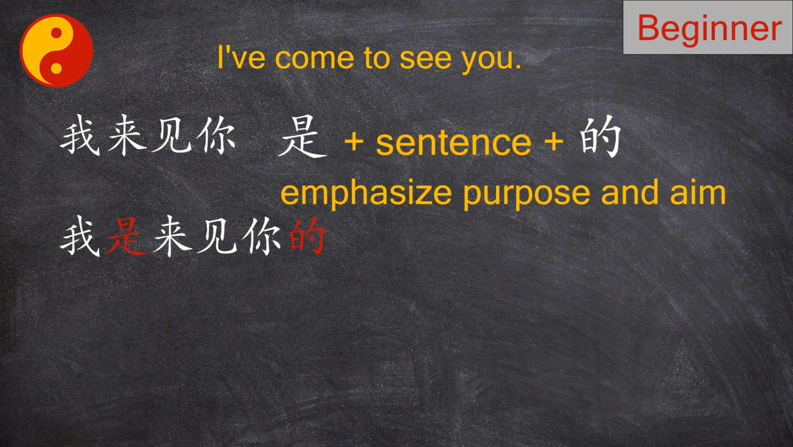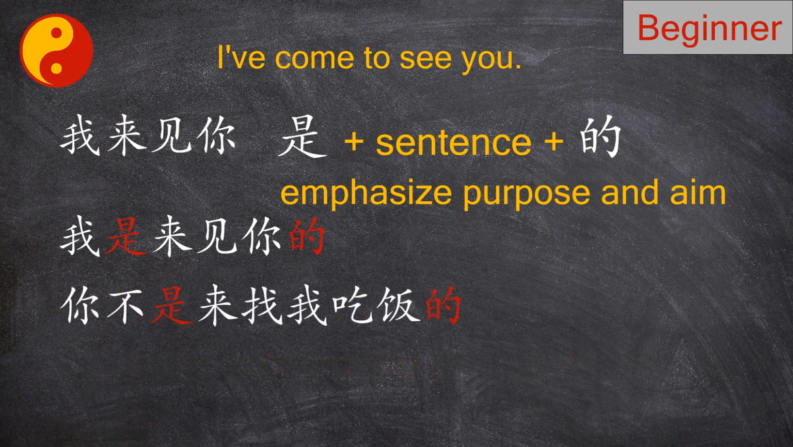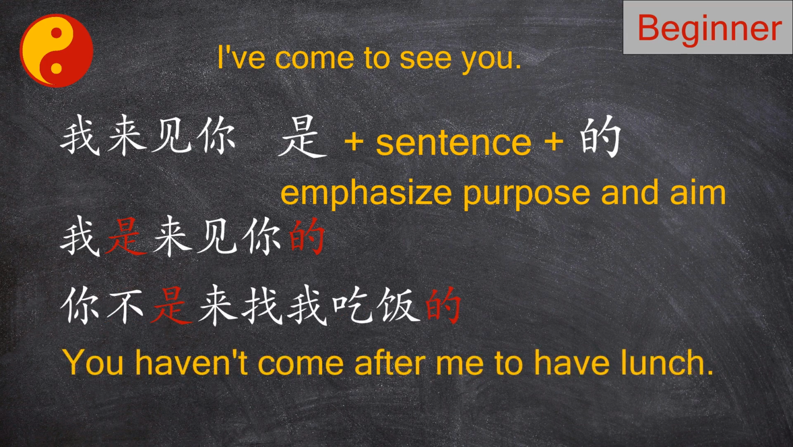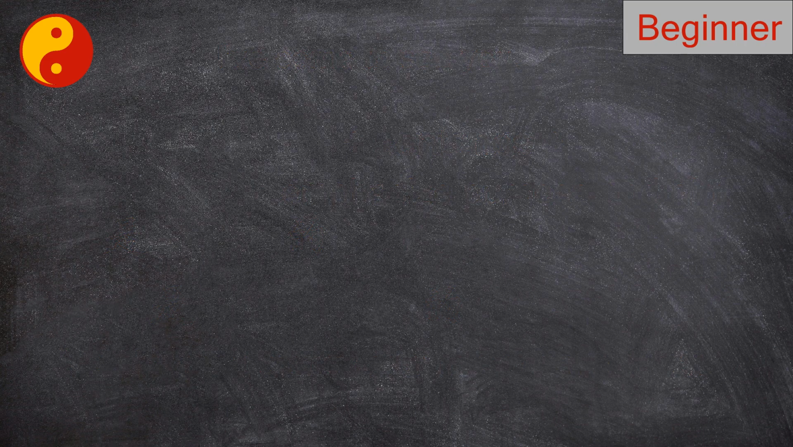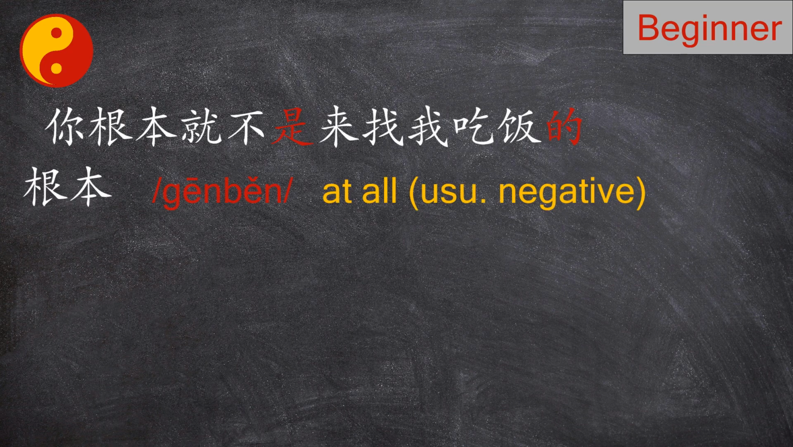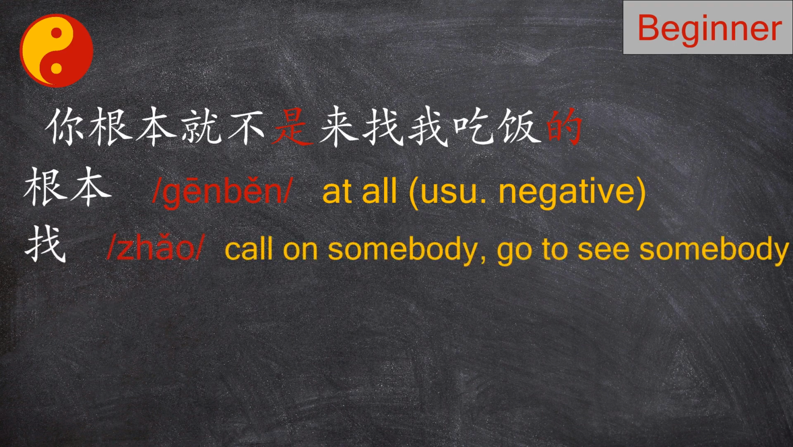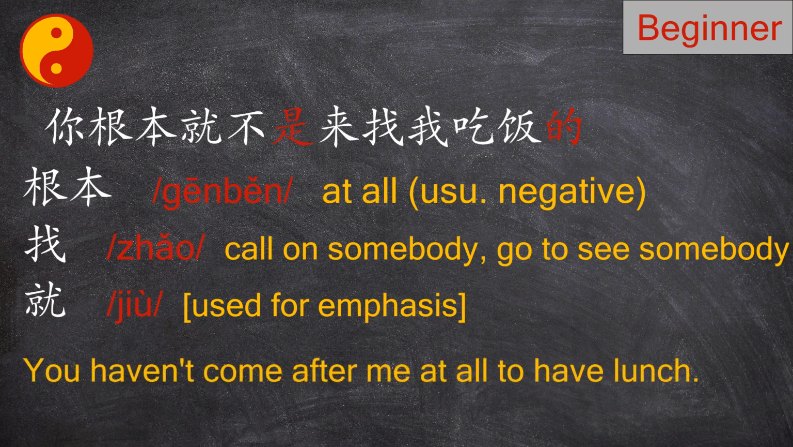In the video, the woman says, 你是来要这车的吧? It means you have come for the purpose of this car. Also, 你不是来找我吃饭的. You haven't come after me to have lunch. Your purpose of coming is something else. The full sentence in the video is 你根本就不是来找我吃饭的. 根本 means at all. It's usually used in negative sentences. 找 here it means call on somebody, go to see somebody. 就 is used for emphasis. You haven't come after me at all to have lunch.